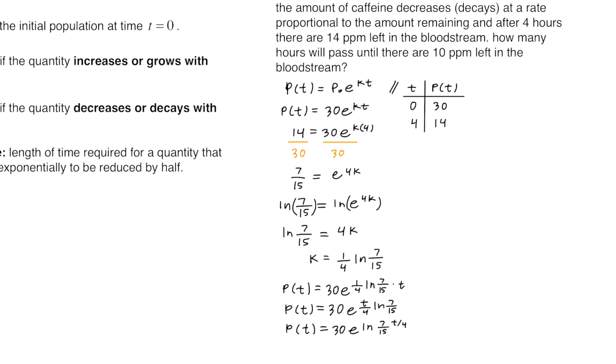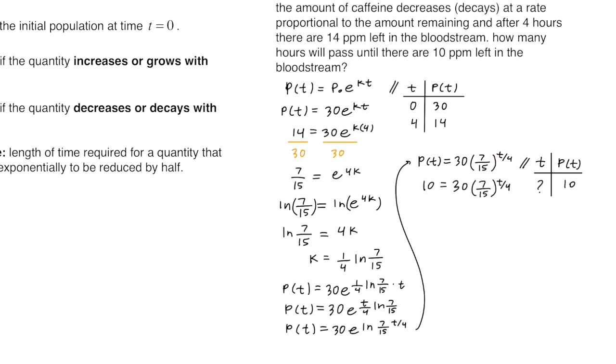And the purpose of that is because e to the ln, those undo each other, and it brings this expression down. So this is the equation that describes the amount of caffeine in a person's bloodstream after t hours. This next part of the problem says, how many hours will pass until there are 10 parts per million left in the bloodstream? So what we're going to do is plug in 10 for P over here, and we're going to solve for t.